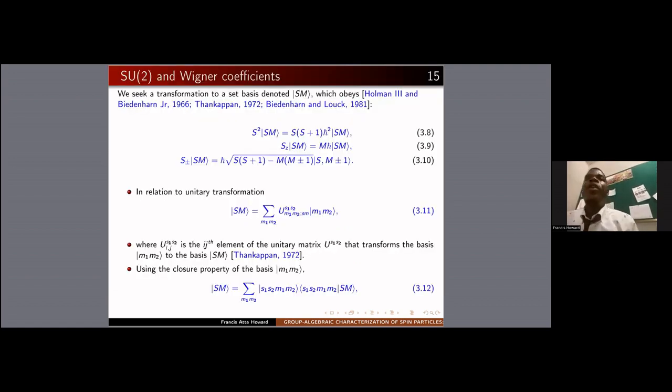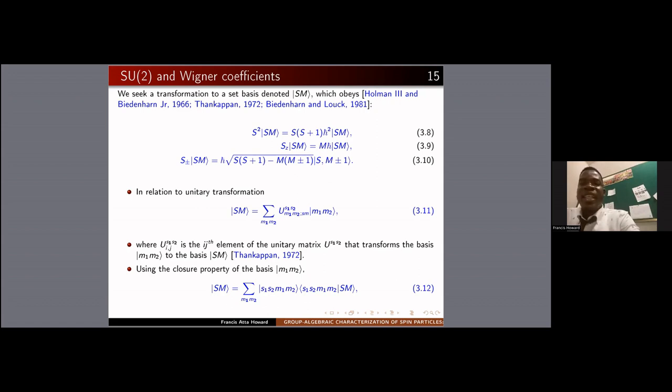Now, before moving on to the semi-simplicity of the particle, we shall consider the SU2 and the Wigner rotations. This has been done by Biedenharn and Holman, and a lot of books have also done this angular momentum coupling, where, for two electrons, we take the quantum state of those two electrons. We can couple the electrons using angular momentum, and they must obey these three sets of equations.